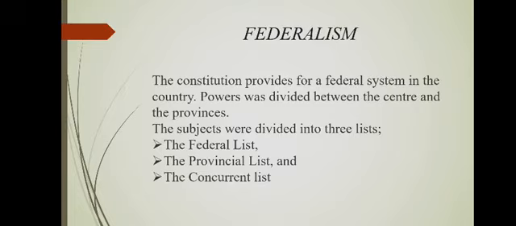Powers were divided between the center and the provinces, and there were 3 lists of powers: the first one was the federal list, second was the provincial list, and third was the concurrent list. As it is self-evident, the federal list means powers given to the Federation of Pakistan, the provincial list means powers given to the provinces of Pakistan, and the concurrent list means the list on which both the federal government and provincial governments can make legislation. But when there would be a clash between two legislations, then the legislation made by the central government would prevail, and the provincial one would be abolished.